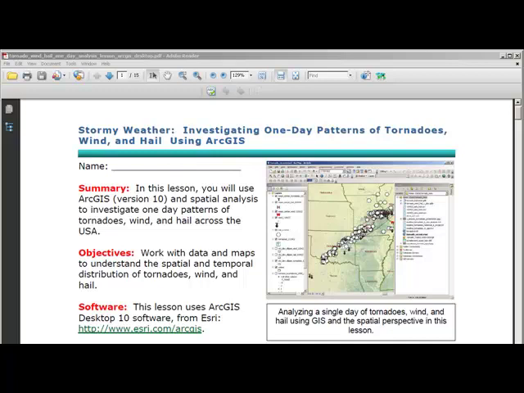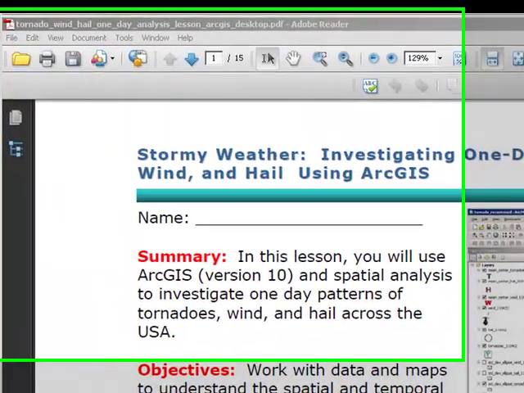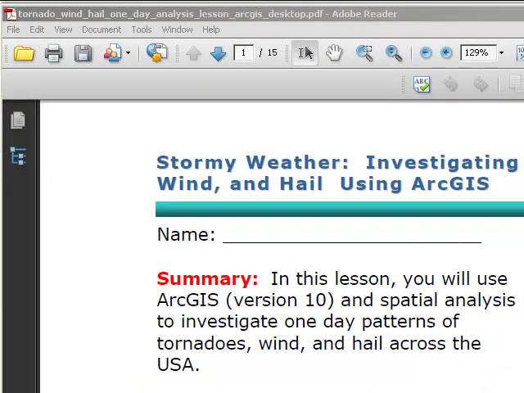This lesson uses ArcGIS Desktop 10 software from Esri. Earlier versions of the software could be used, but the best results will be achieved with ArcGIS 10. This activity can be used at a variety of levels, from upper secondary to university level. Questions could be modified depending on the level targeted.